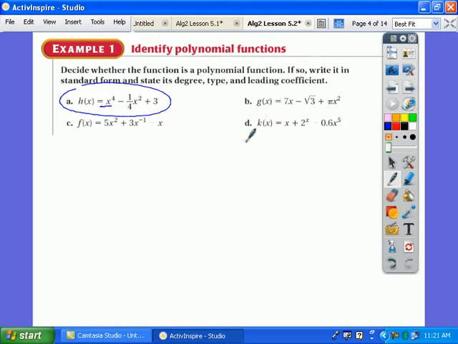Example B. Notice I have an x to the first power, I have a constant, and I have an x squared term. This is also a polynomial. Now, it's a very ugly-looking polynomial. Again, the pi x squared term, that's the leading term. Why is that the leading term? Because 2 is the highest exponent for any variable. And so pi is the leading coefficient.